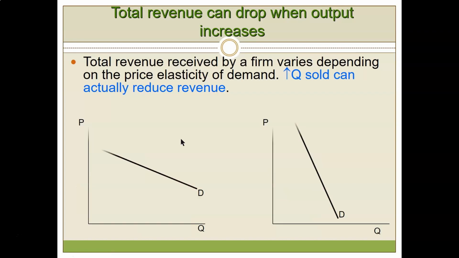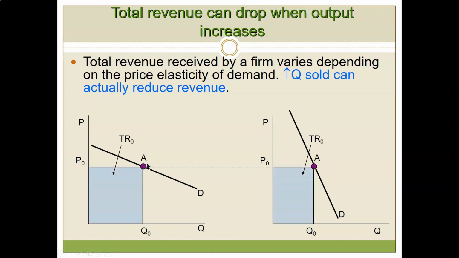Let's have a look. Same situation, same two markets with different demands. We start operating at point A, and what is important is that total revenue, which we generate originally, is shown by this blue rectangle, this shaded area, in both markets. Let's call it total revenue 0. Why is it this shaded rectangle? This is because total revenue is equal to price times quantity.